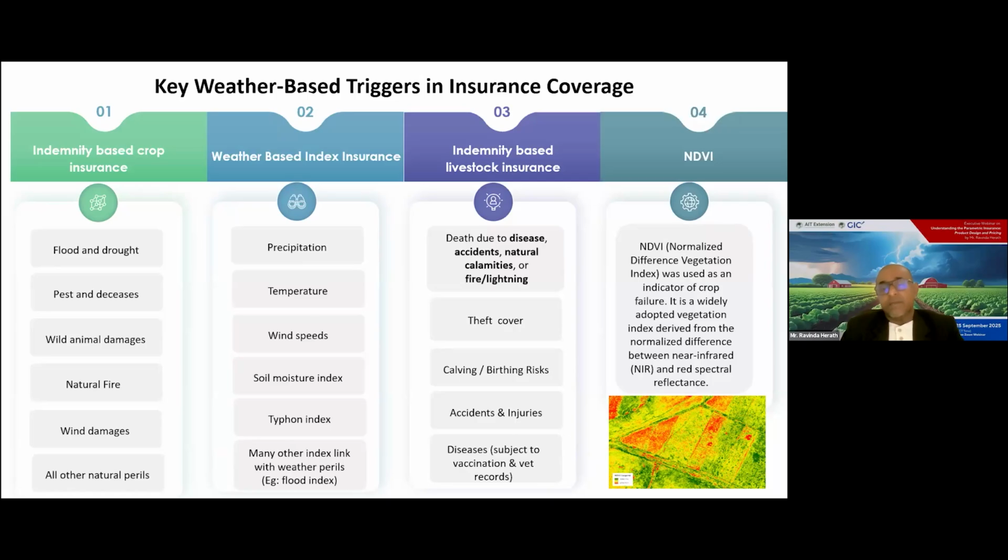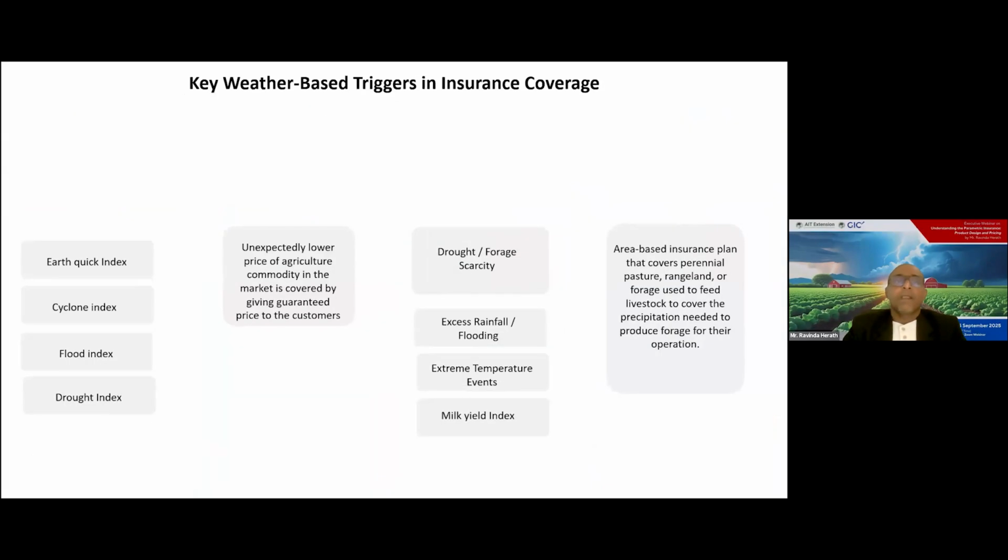Indemnity-based livestock insurance, we cover many things, as you know that many of you are coming from the industry. So we cover death and theft and birth risk, and also accidental injuries, and also diseases. It is sometimes subject to vaccination and all, right? NDVI is most important in the forage coverage, and also defines the crop coverage. By looking at this, the NDVI also has kinds of indexes based on the requirement, actually, right?